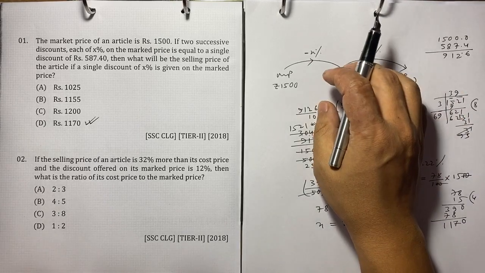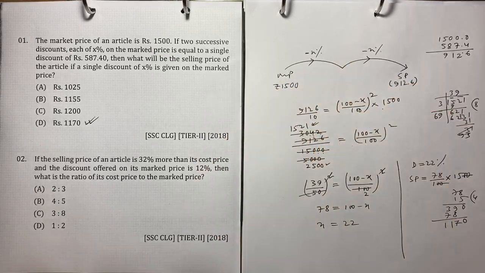It's a hit and trial discount problem, with a calculation in between.